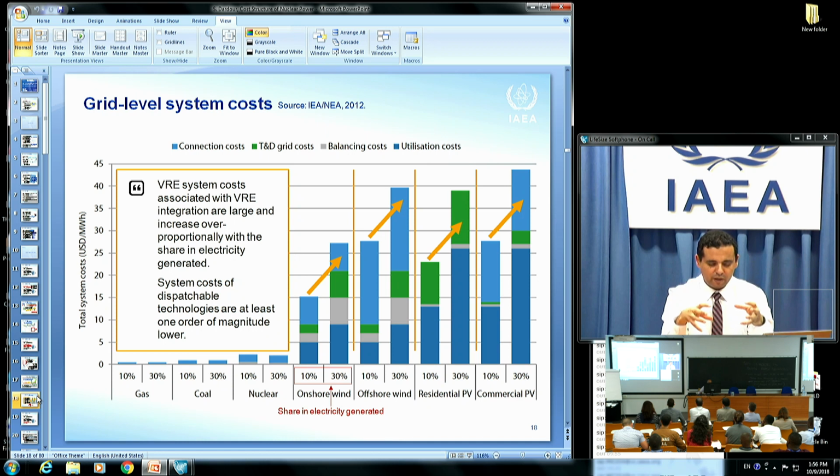So we put them on the grid. We have grid connection costs, we have balancing costs, we have profile costs. All these costs related to dispatchable technologies such as coal, gas, and nuclear are one order of magnitude lower than the ones attached to renewables.